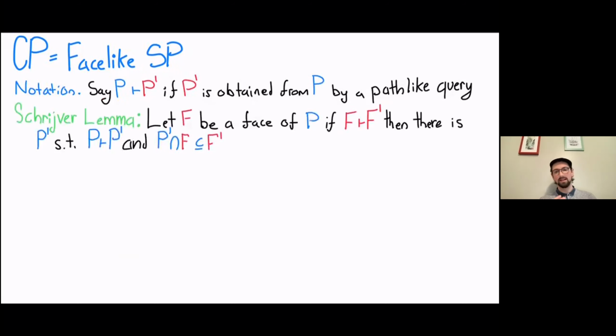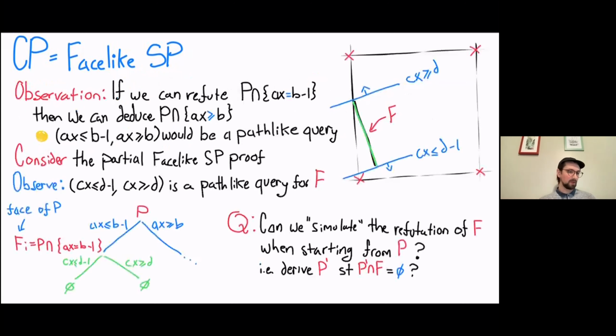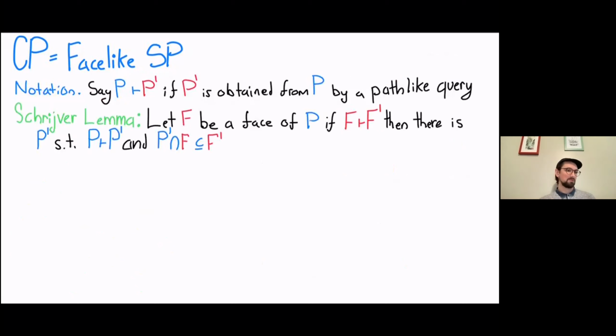And the main key that lets us lift path-like refutations of a face up to refutations of a face on the higher polytope is Shriver's lemma. I asked that question back here: can we simulate a refutation of F when starting from P? Shriver's lemma basically just says, yes, you can do that. And this was also the main key lemma in Dadush and Tiwari's cutting planes proof of the Tseitin formulas.